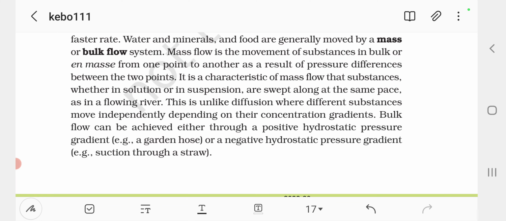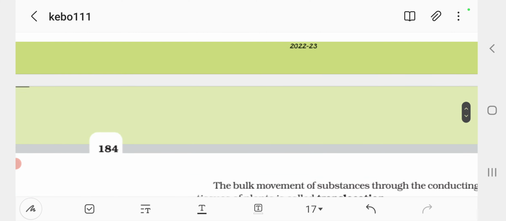Mass flow is the movement of substances in bulk or in mass from one point to another as a result of pressure differences between the 2 points. It is a characteristic of mass flow that the substances, whether in a solution or in a suspension, are swept along the same way as in a flowing river. This is unlike diffusion, wherein different substances move independently. Depending on their concentration gradients, bulk flow can be achieved either through a positive hydrostatic pressure gradient or a negative hydrostatic pressure gradient.